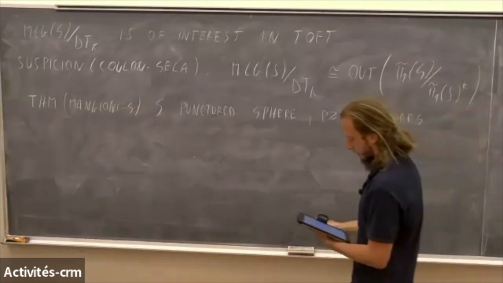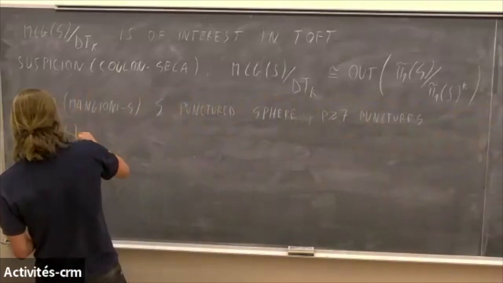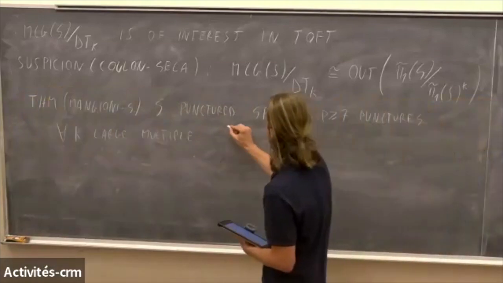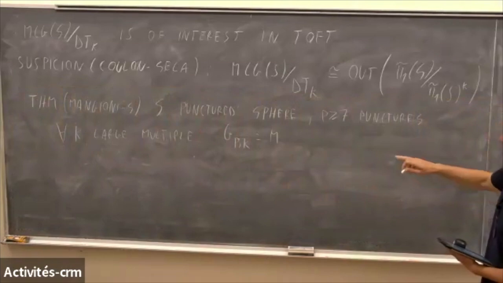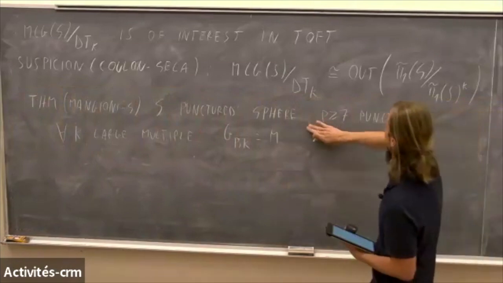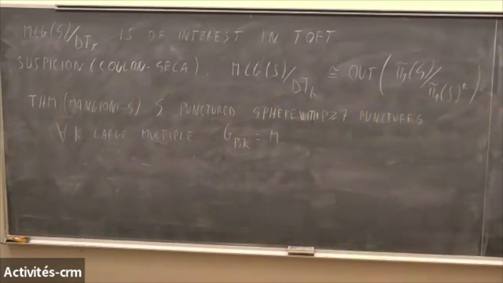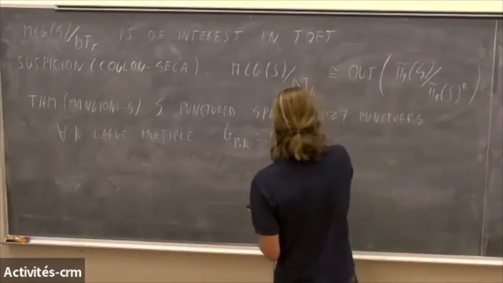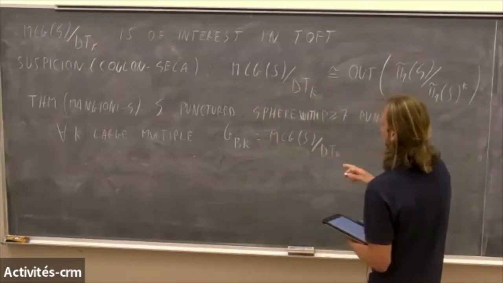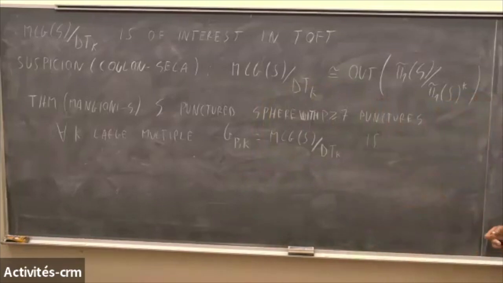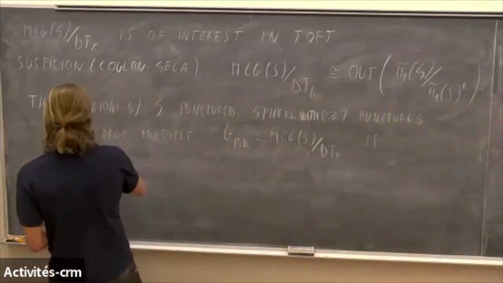Okay. So let me simplify the quantifiers and just say for all K large multiples, so it's the same quantifiers. Let me give a name to this, with P at least 7 punctures. Okay, large multiples. So this group, MCG, is QI rigid. Actually, I don't have to say what that means because thankfully, Emily was kind enough to explain it. So this is quasi-symmetrically rigid.